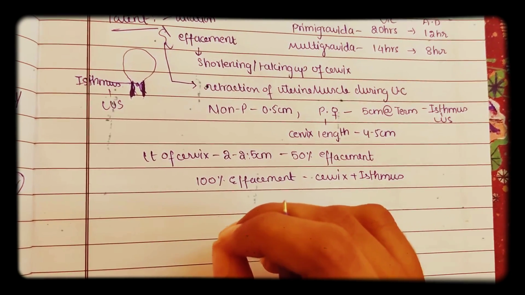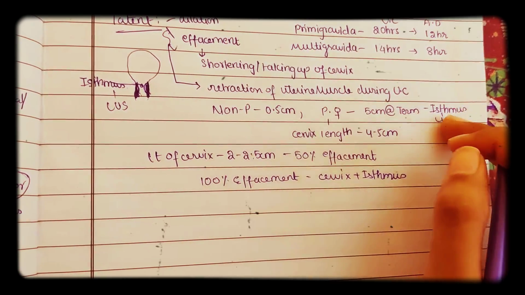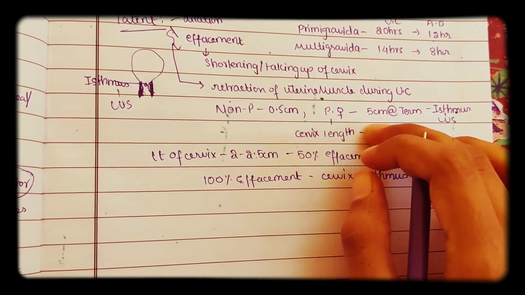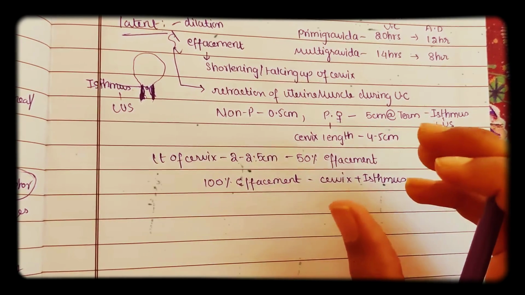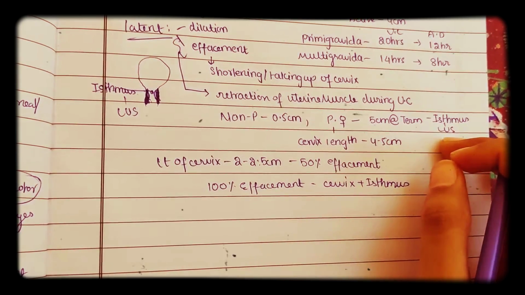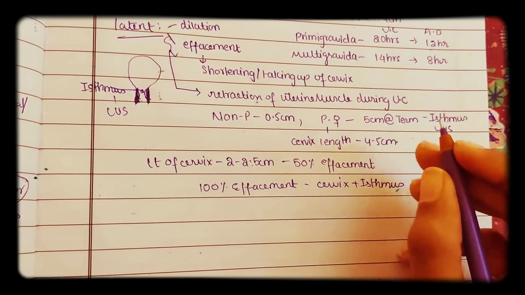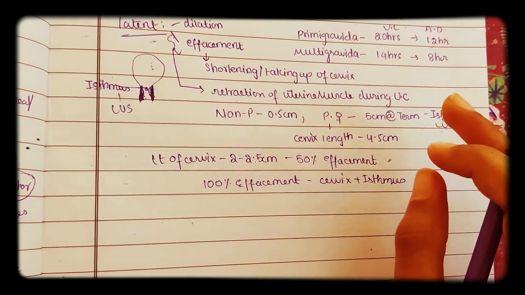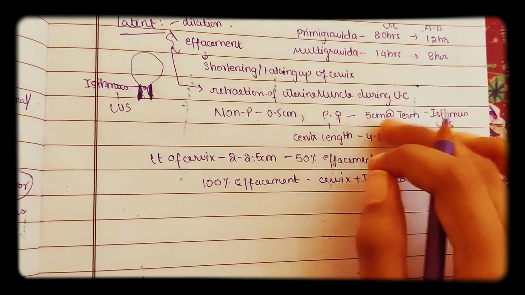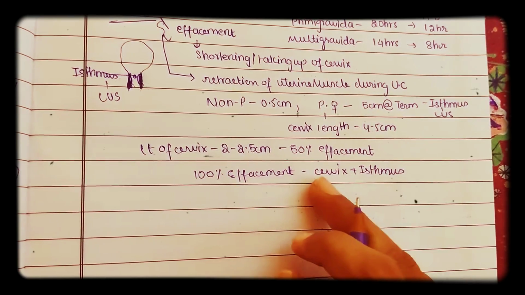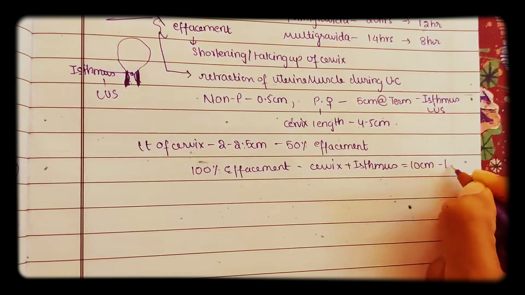Now coming to at term, the lower uterine segment is just 5 centimeters. Already we discussed isthmus is 5 centimeters, right? So at the time of labor, the cervix becomes a part of the lower uterine segment, and the lower uterine segment will be 10 centimeters. Why has the lower uterine segment now become 10 centimeters? Because the cervix is 5 centimeters and the isthmus is 5 centimeters. So if you mix both, cervix plus isthmus will be equal to 10 centimeters, especially at the time of labor.